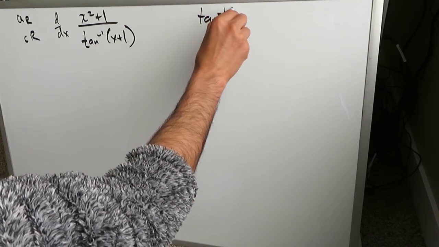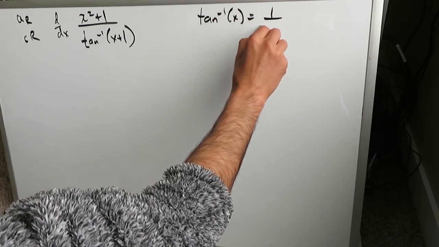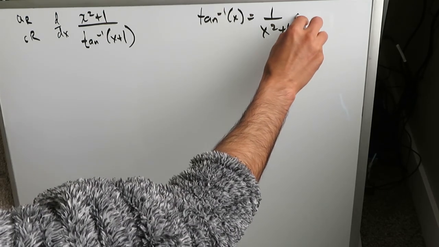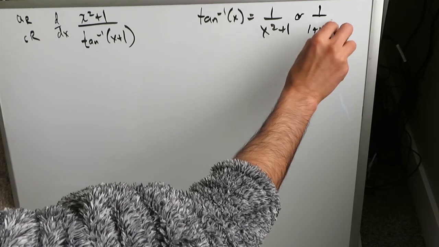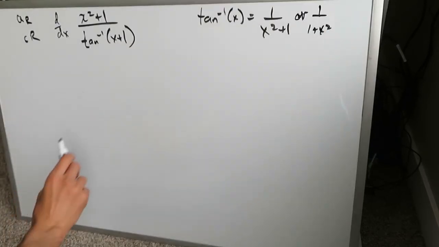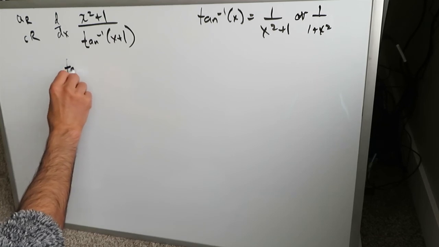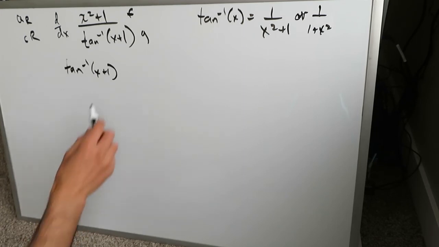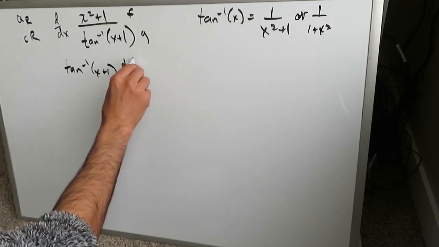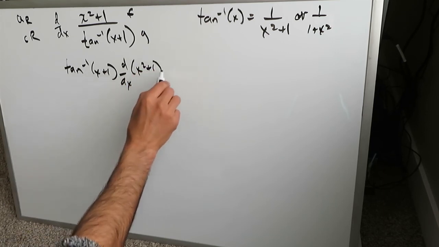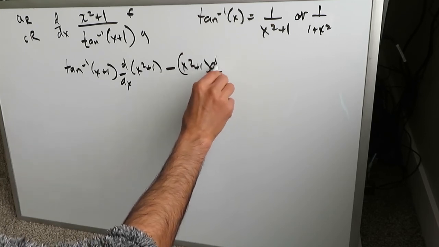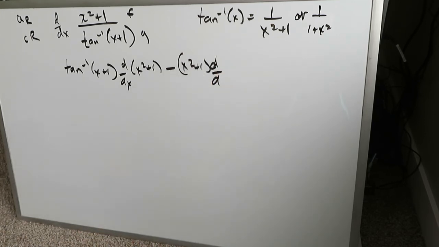The derivative of the inverse tangent function is equal to 1 over x squared plus 1. Yes, it's 1 over x squared plus 1, or you can say 1 over 1 plus x squared. It's the same thing. Quotient rule template: you're going to do the g function, tan minus 1 of x plus 1, and here's my f on the top and g in the denominator, multiplied by the derivative of the numerator x squared plus 1, which is my f function, minus the original f function multiplied now by the derivative of the g function.